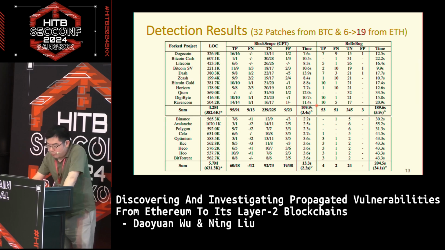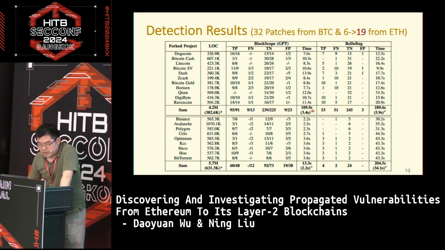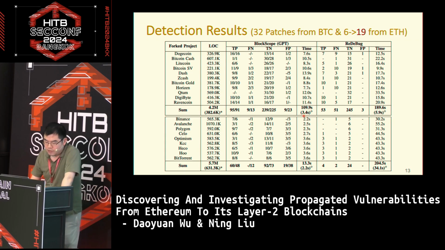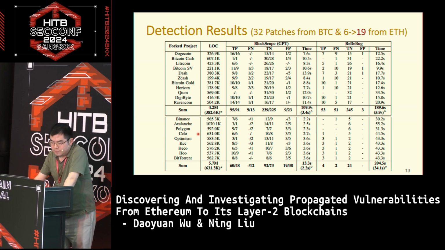One more thing is that BlockScope uses search-based similarity matching, so the speed is also quite fast. Even for some very large projects, it can finish quickly. This is the total timing. On average, it takes just over 3 seconds for Bitcoin projects, and just over 2 seconds for each Ethereum project.